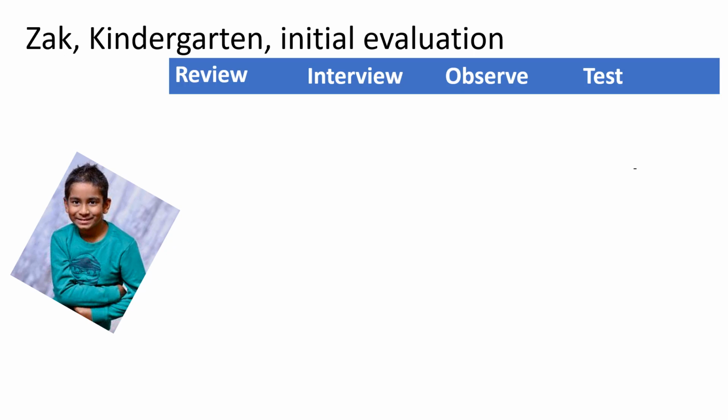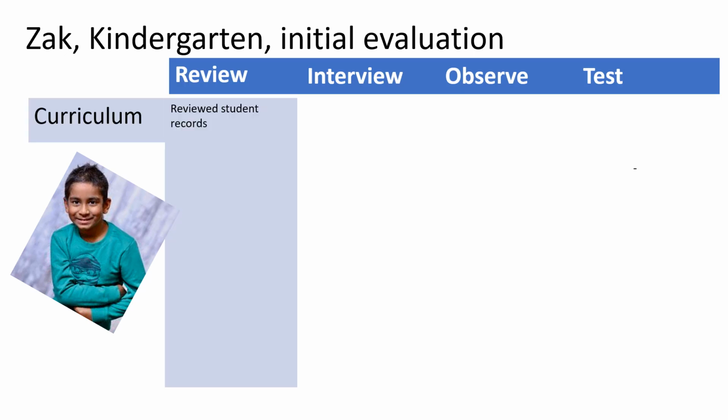Here's another case example of a student. His name is Zach. He's a little bit younger, in kindergarten, and this is an initial evaluation for him. So if we kind of use that RIOT and curriculum guide to go through, we might review his student records and look at any past, present information. Is he in any interventions? Is there any history of birth to 3 or anything like that?